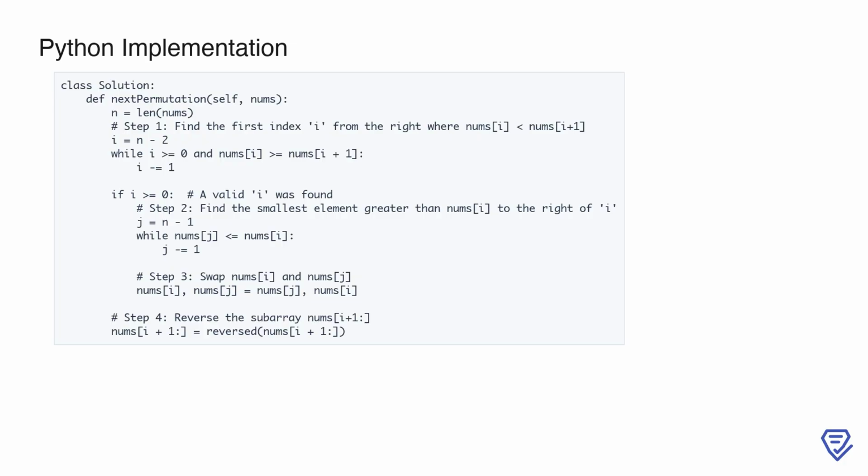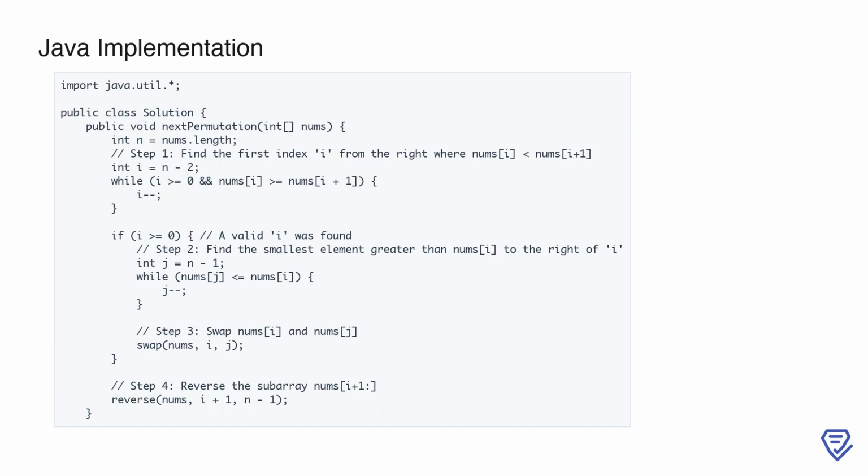Step 3. Swap nums[i] with the number found in step 2. This modifies the current sequence to move closer to the next lexicographical order. Step 4. Reverse the subarray to the right of index i. This ensures the suffix is in ascending order, which is the minimal order required for the next permutation. The algorithm runs in O(n) time, as it involves a single traversal to find i, a traversal to find j, and a reversal of the subarray. The space complexity is O(1), as no additional data structures are used. This makes the solution efficient for the problem constraints.